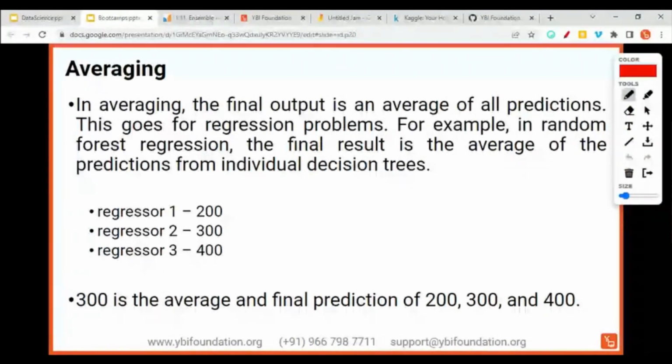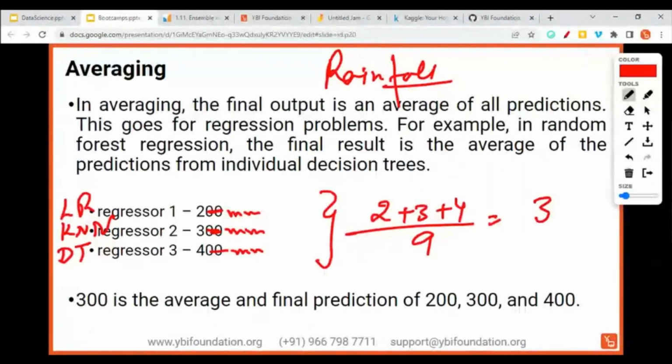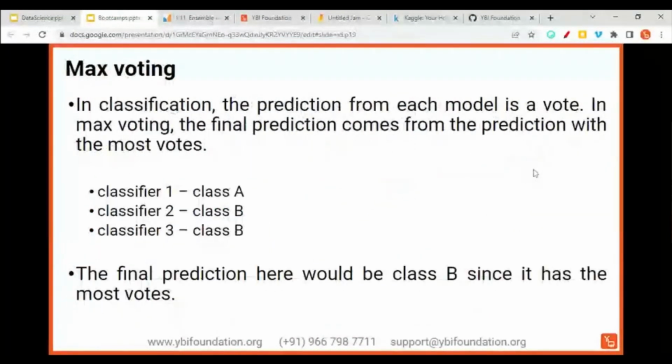but my problem statement is how much rainfall is going to be there. Say, 2 mm, 3 mm or 4 mm rainfall. Say your linear regression model says 2, your KNN model says 3, and your decision tree model says 4 mm. So what is the final outcome? 2 plus 3 plus 4, how much? 9. 9 divided by 3 comes out to be 3 millimeter. So in case of a regression problem, we do averaging, and in case of classification, we do max voting.